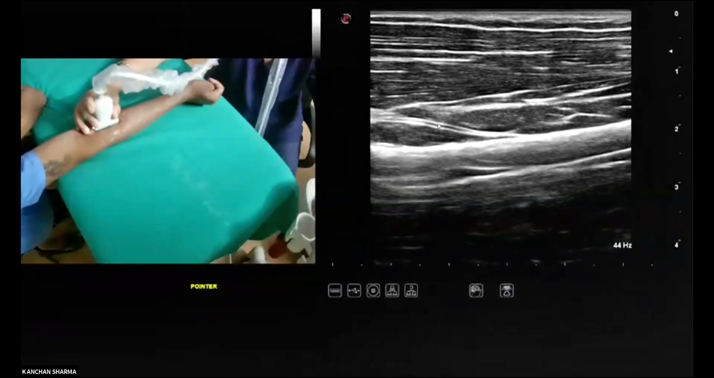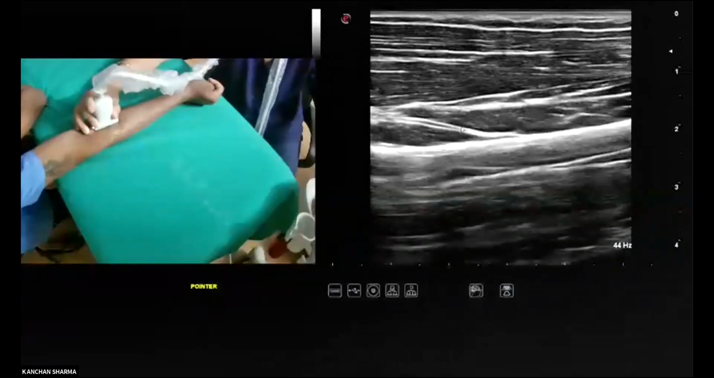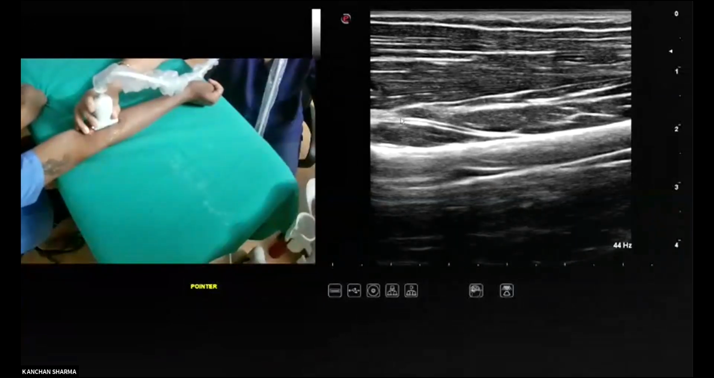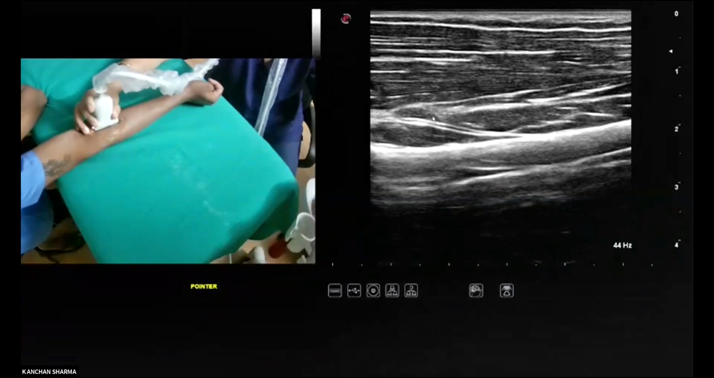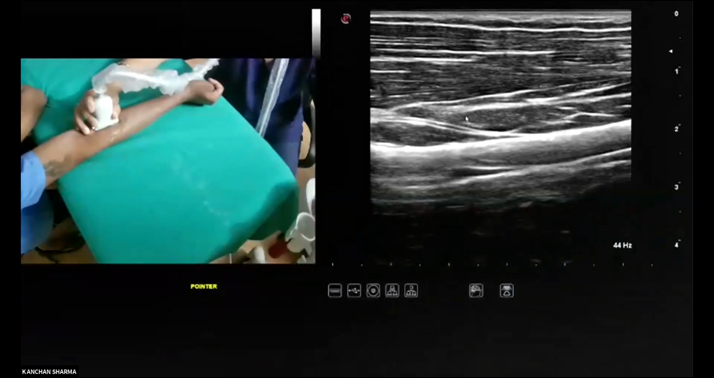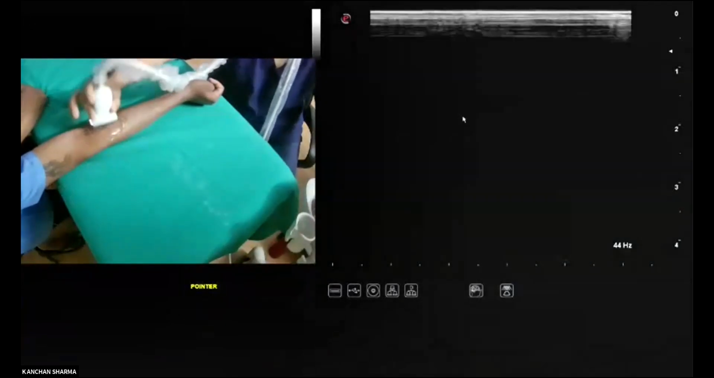See, you are able to see the two hyperechoic lines, and in between that, this black area. If there is a problem, this hyperechoic thing will not be there. It will be more of a plump thing, which I will be showing. So this is how you look at the radial nerve.